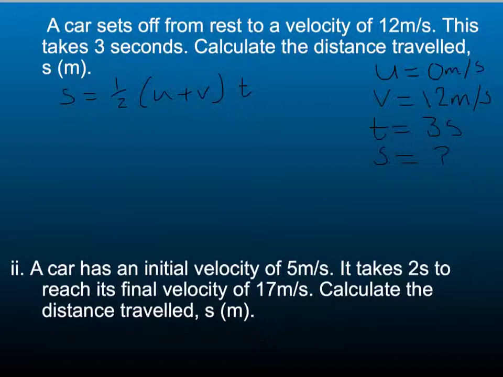Then all you have to do is put your numbers in. So we've got half, u is 0, v is 12, sorry, and t is 3. So that means that we actually have 6 times 3, which gives us s as 18 meters.